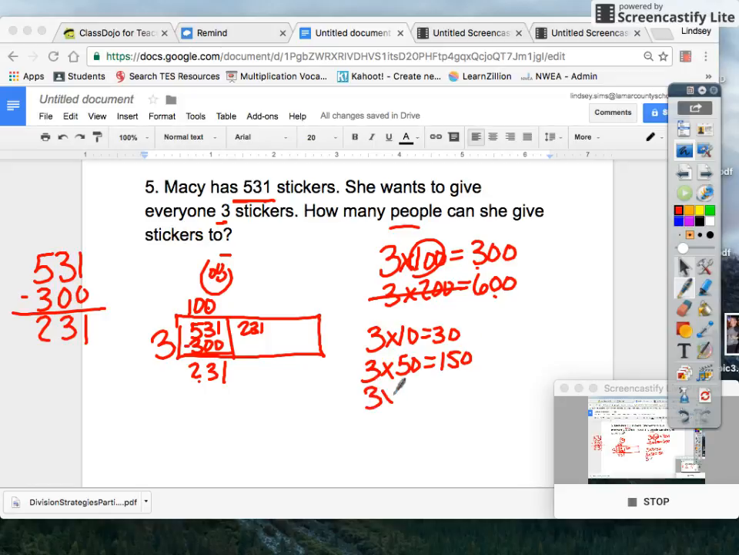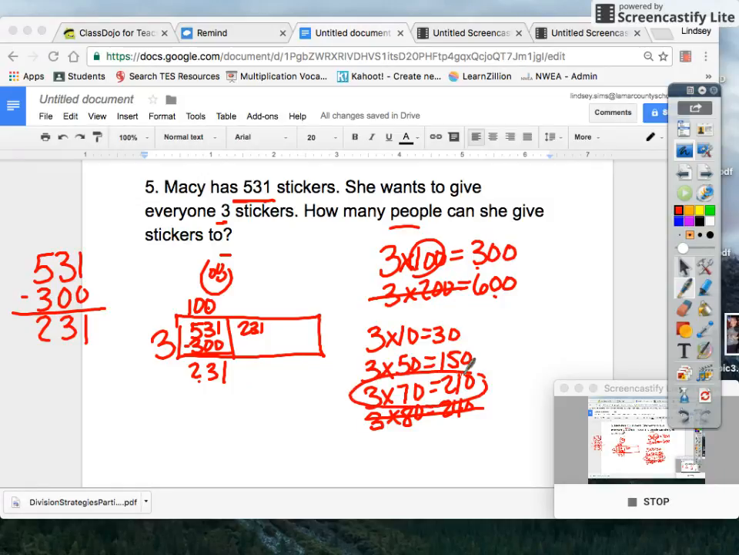Let's try 3 times 70. That's 210. Getting closer. 3 times 80. That's 240. Well, 240 is bigger than 231. So I know I can't do 3 times 80. But I can do this.